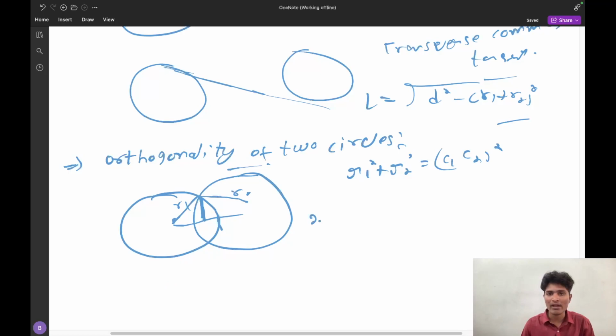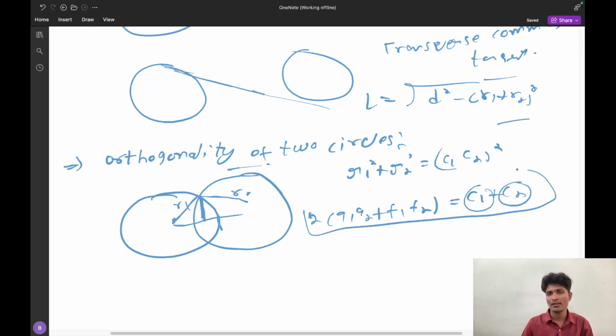And another condition you can derive, that is 2 into (g1 g2 plus f1 f2) is equal to c1 plus c2. Here c1 and c2 are the constants in the two circles.